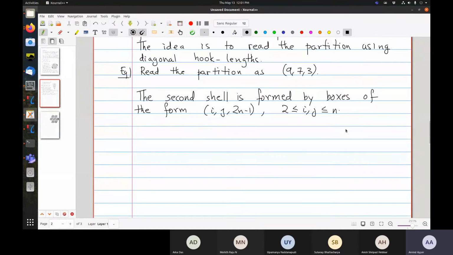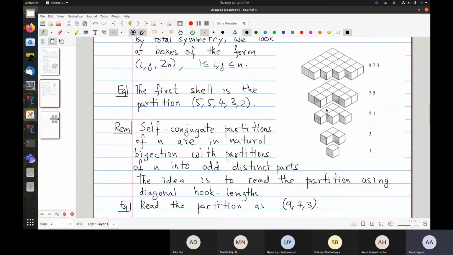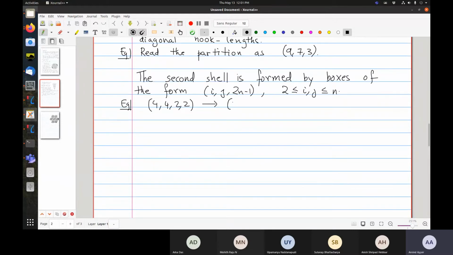Right? So in the example, we get the partition 4422. And if you read that, this is 4422, you get 7 and 5.